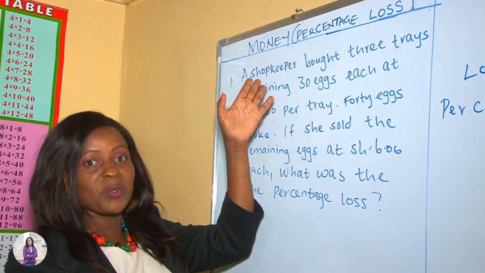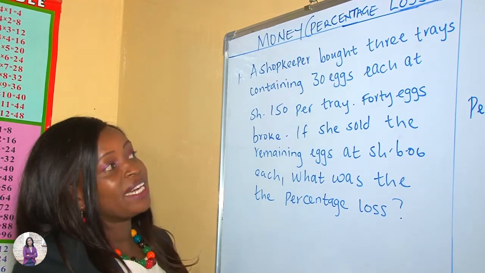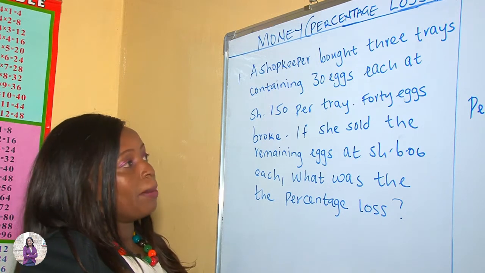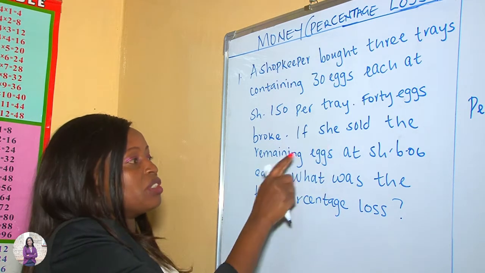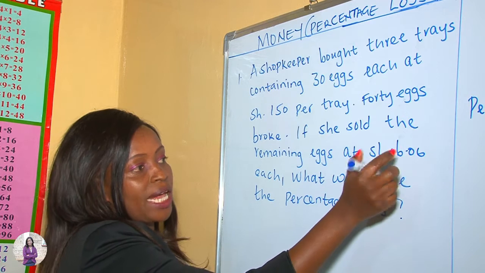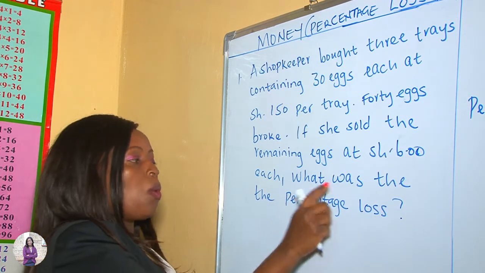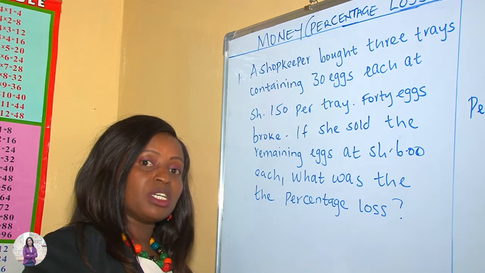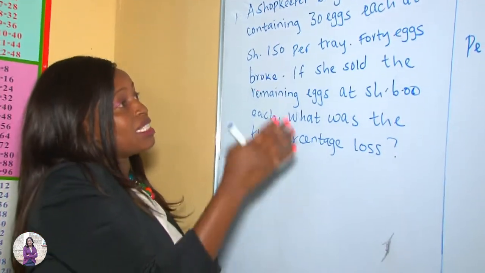In this question, we are told that a shopkeeper bought 3 trays containing 30 eggs each at 150 shillings per tray. 40 eggs broke. If she sold the remaining eggs at 6 shillings each, what was the percentage loss? As I said earlier, we need to read mathematical problems step by step, analyzing the question. So let's read step by step.